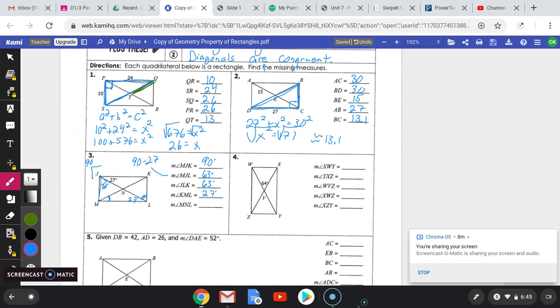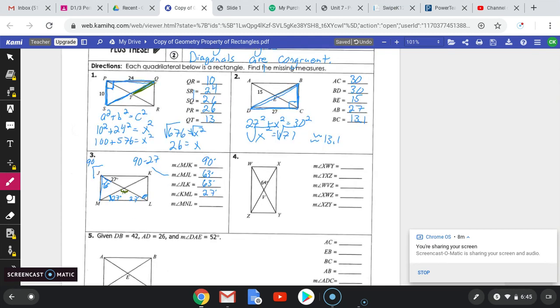MNL, well, to find the middle angle, so to find this part right here, well, what do I know? What kind of figure do I have here? I have a triangle, and we know triangles add up to 180, so I could take 180 minus the two 27s added together, and that would get me the angle MNL. So let me just do my calculator here. So 180 minus 54, and that's going to give me 126 degrees.